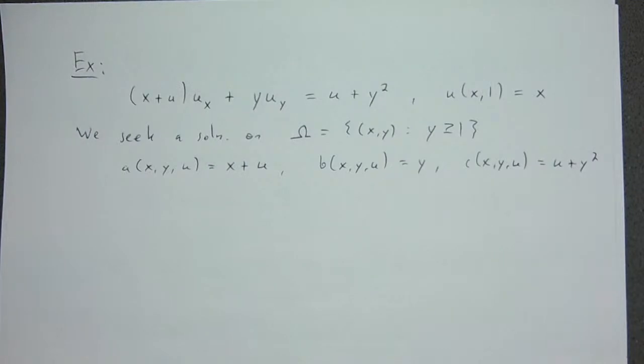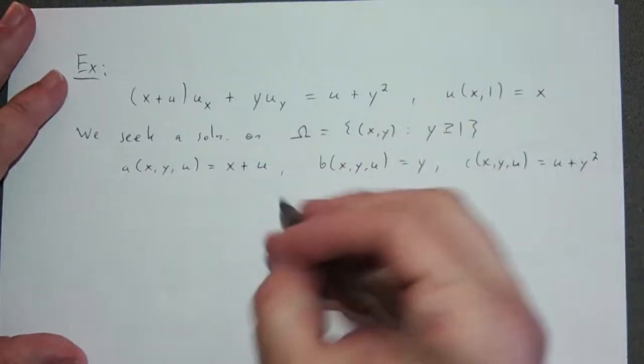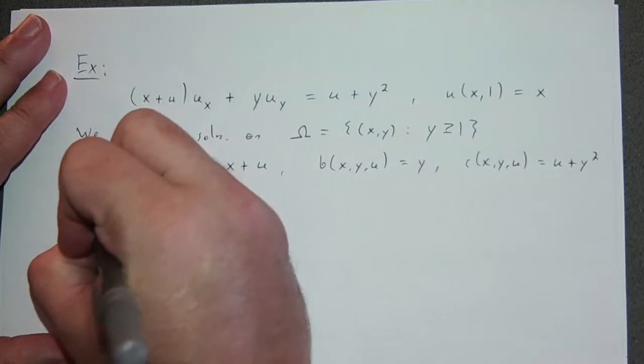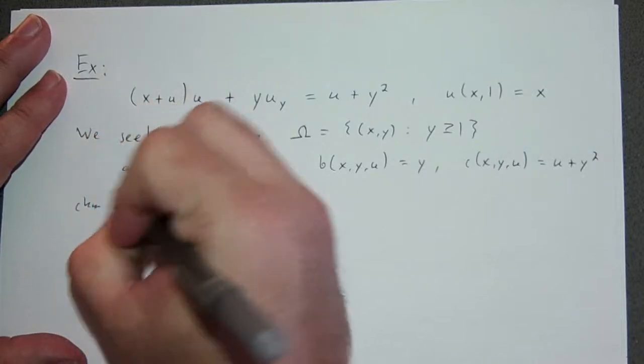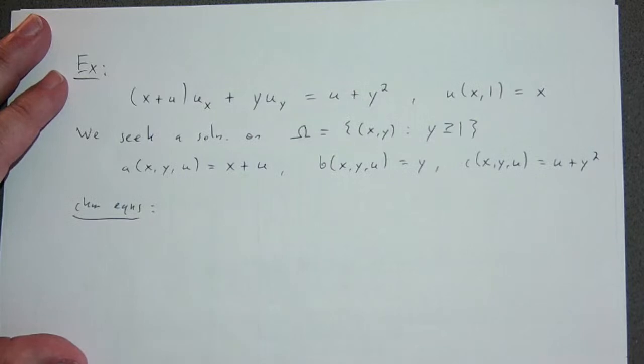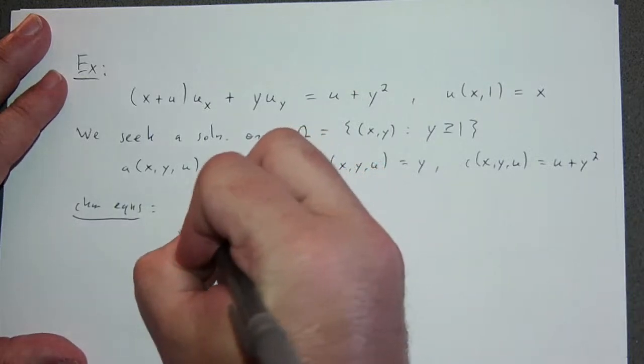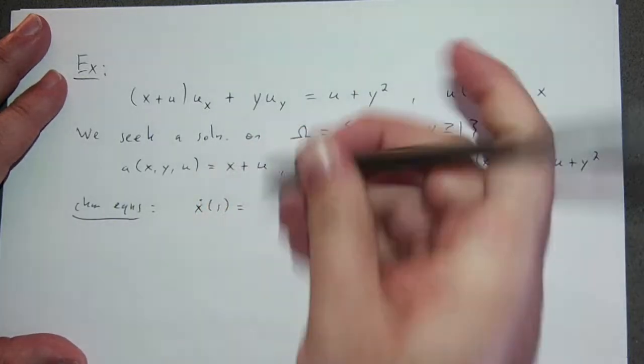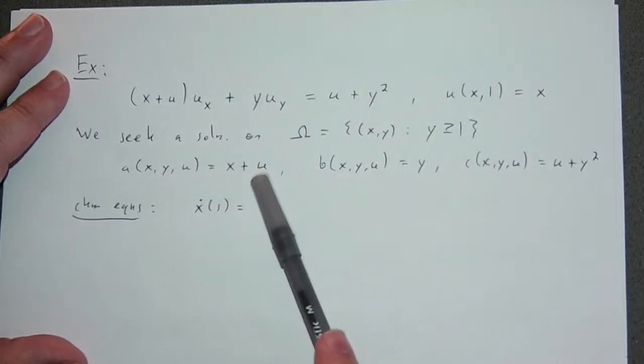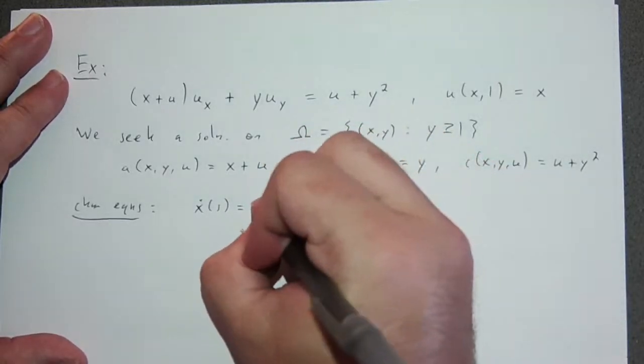Okay. So then what are my characteristic equations? So the characteristic, the first one is going to be x dot of s is equal to x of s plus z of s.